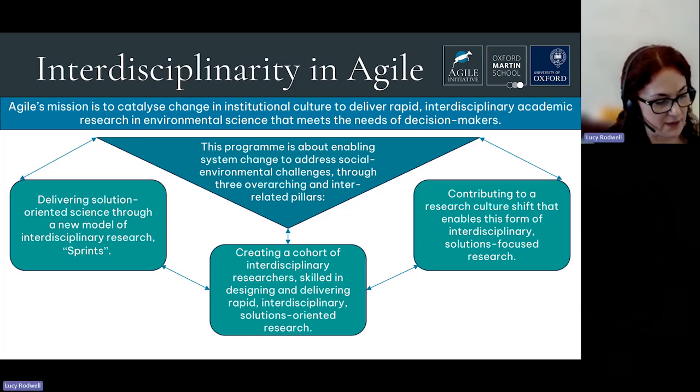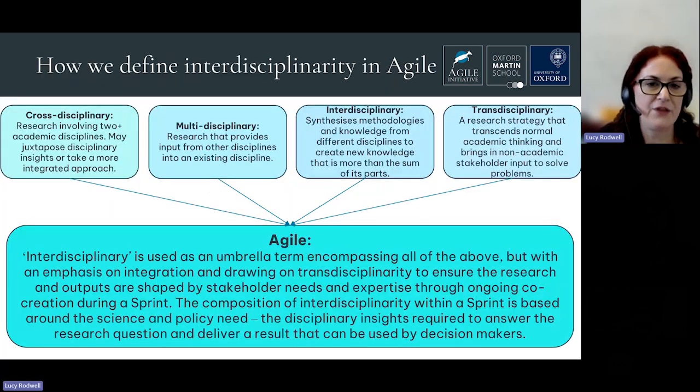Right, so just to move on. This is basically to look at how we define interdisciplinarity in Agile. So what I've done here is I've included some standard definitions of the type of research that strays beyond one discipline and how they relate to Agile. So just to very quickly run through these standard definitions for reference. Cross-disciplinary research refers to 2 or more academic disciplines, and the insights can either be juxtaposed or a more integrated approach can be taken.